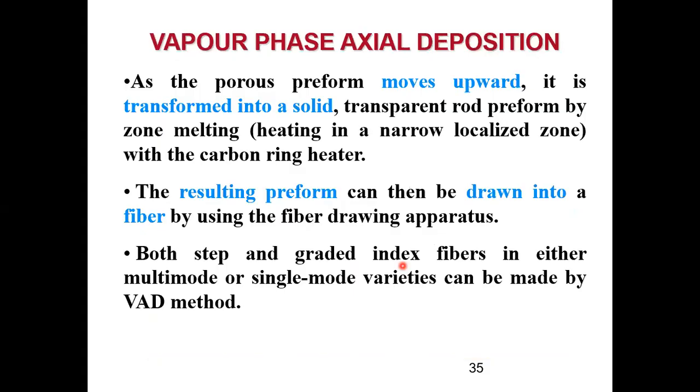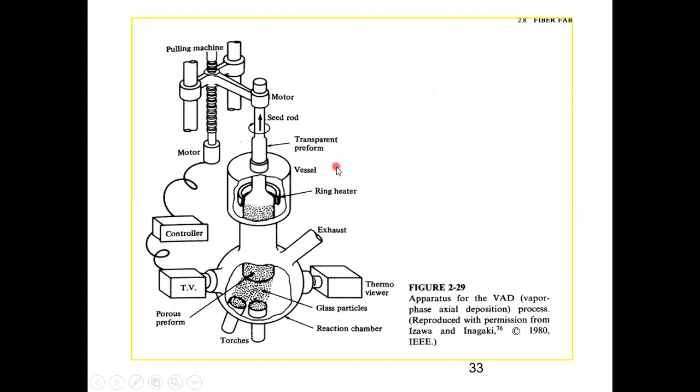I hope you are understanding the process. As the porous preform is moving upward, it is transformed into a solid transparent rod by zone melting with the carbon ring heater. So जैसे यहाँ पे है, okay, so यहाँ पे zone melting हो रहा है. देखो यहाँ पे dot dot dot dot दिख रहा है. Means this is a porous preform.